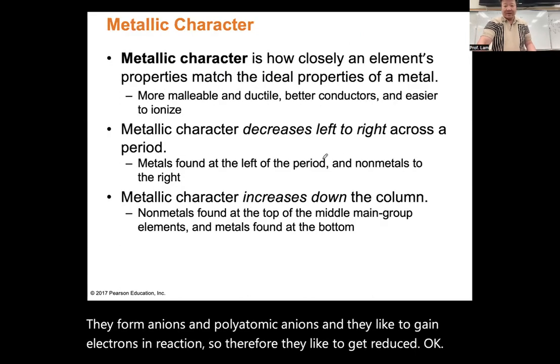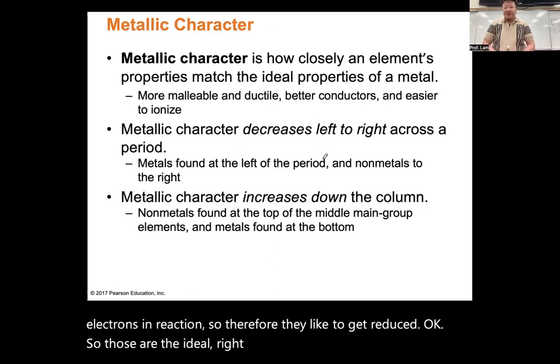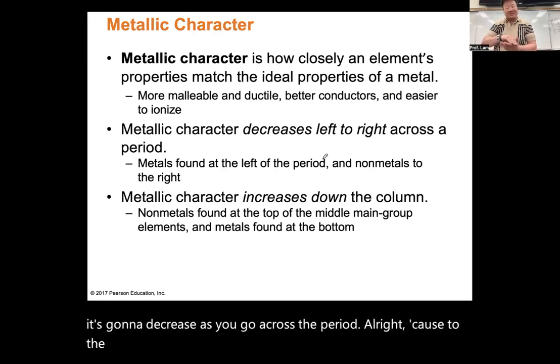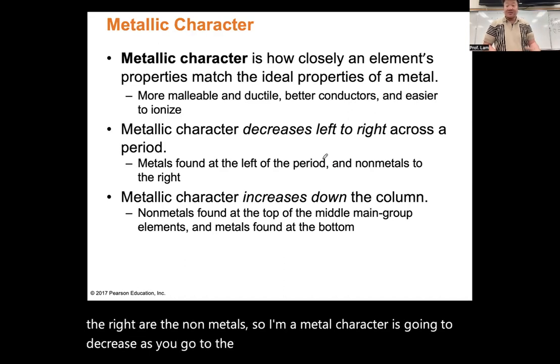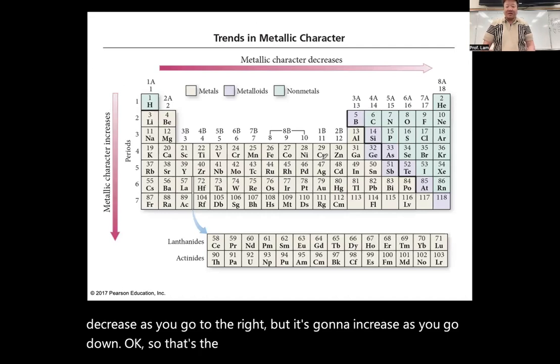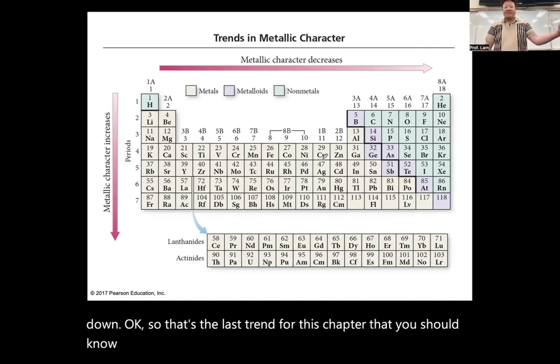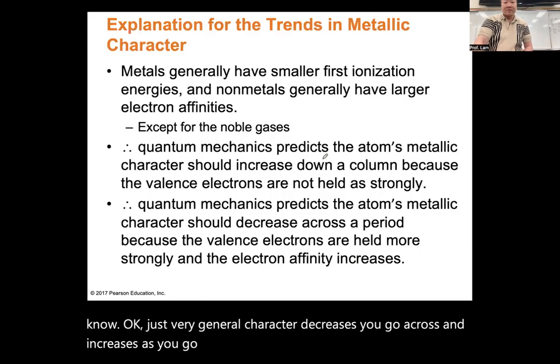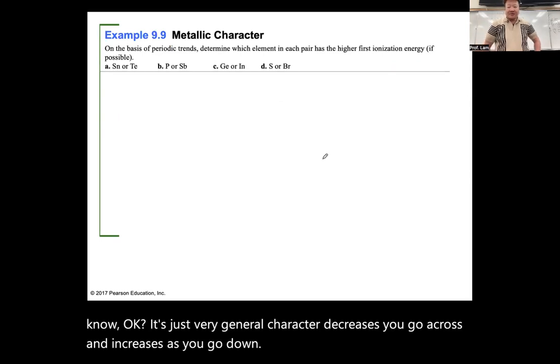So those are the ideals. Metallic character, of course, is going to decrease as you go across the period, because to the right are the nonmetals. So metallic character is going to decrease as you go to the right, but it's going to increase as you go down. That's the last trend for this chapter that you should know. It's just very general: metallic character decreases as you go across and increases as you go down. All right, so let's do this together.